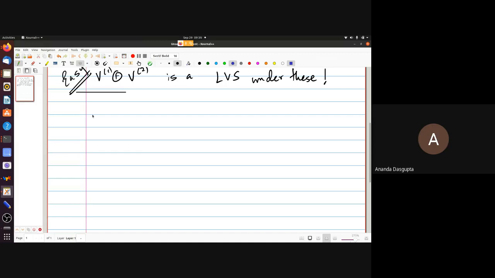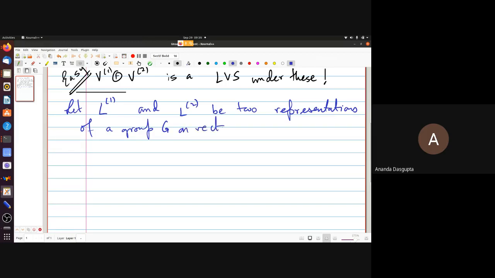Suppose we have two vector spaces V1 and V2 which carry representations, that is, let L1 and L2 be two representations of a group G on vector spaces V1 and V2.